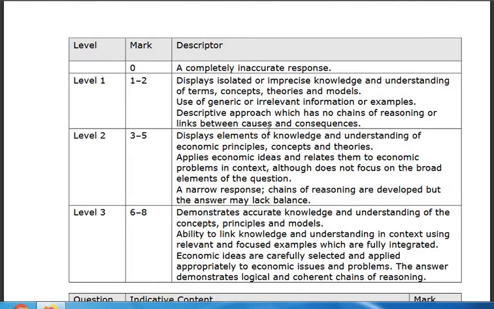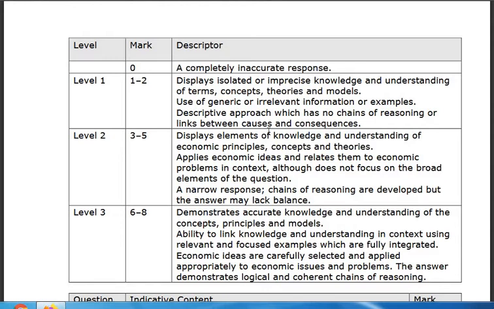So let's read what the descriptor for level 1 is. Displays isolated or imprecise knowledge and understanding of terms, concepts, theories and models. Use of generic or irrelevant information or examples. So descriptive approach, which has no chains of reasoning or links between causes and consequences.